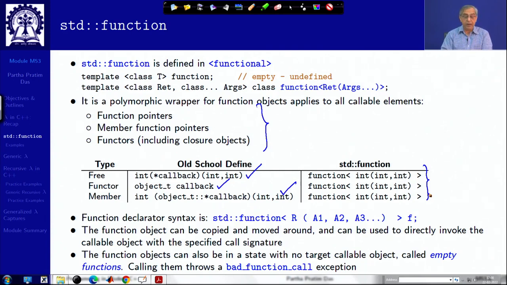So, that is why this is called a polymorphic wrapper. Polymorphic because it is amenable to all different kinds of forms, and it is a wrapper because it actually does no computation, but it just helps you tell what is the type of the function. And the function object that you define could be without any of these callable objects also. If that happens, then we say it is an empty function, and calling an empty function certainly will give you an exception. So, this is the empty function.